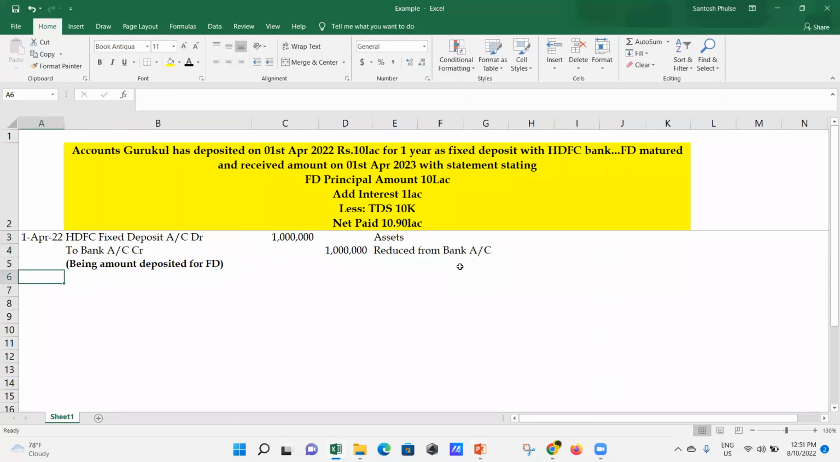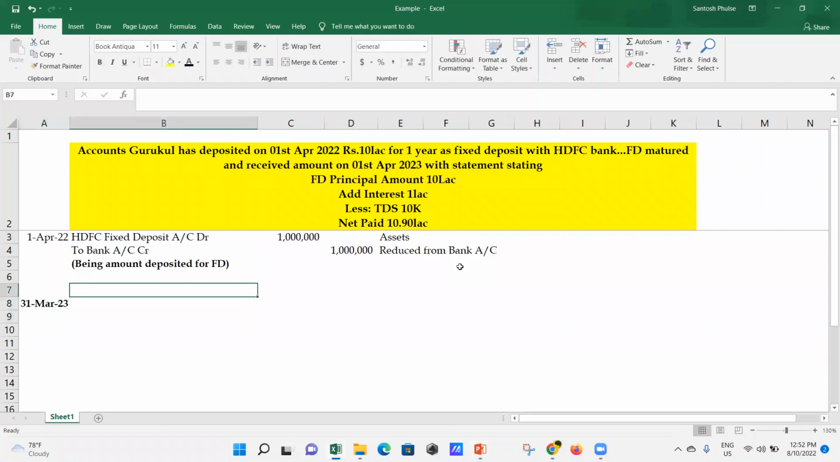Now the FD is going to mature on 31st March, but we received the amount on 1st April 23. Then when you are closing your books as on 31st March 23, what entry do you have to pass for that? You have to pass the entry for accrued interest as on 31st March 23.